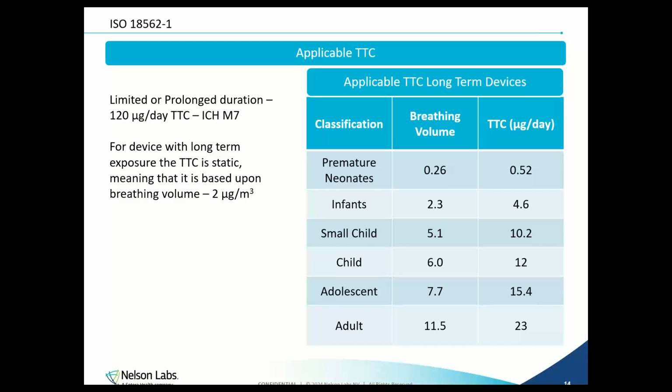To determine the TTC for each patient category, we just multiply the breathing volume by 2, which is defined here in the TTC in microgram per day column on the right-hand side. This derivation is still protective on most chemicals. However, special care needs to be taken to screen out any cohort of concern chemicals.